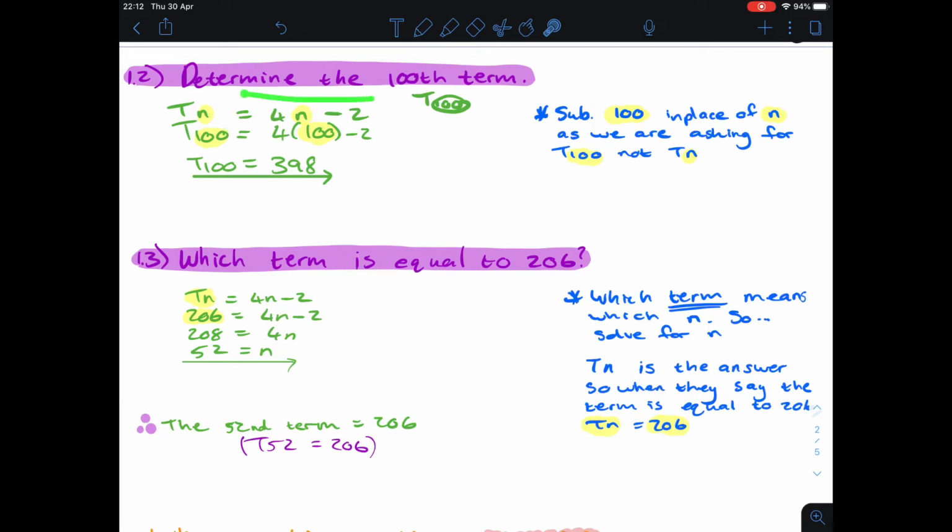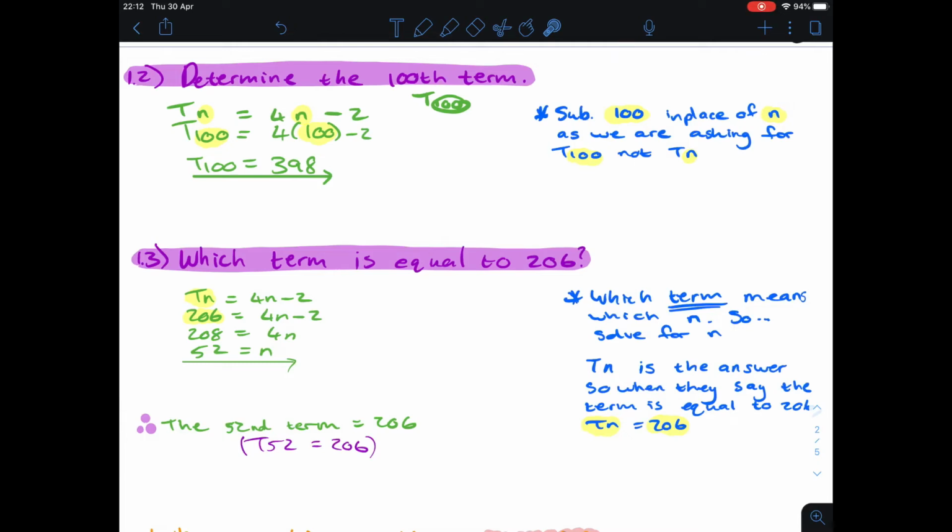So we have the formula. We're going to use the formula Tn equals 4n minus 2, and I'm going to substitute the n with 100. So when I do that, I have 4 times 100, which is 400, minus 2, which is then 398. So the 100th term will be equal to 398.